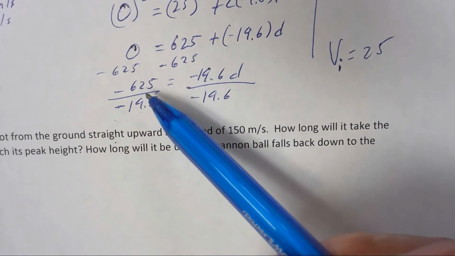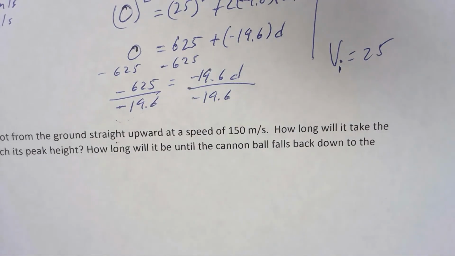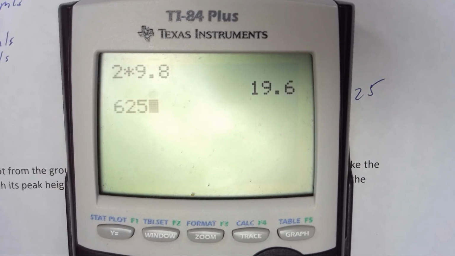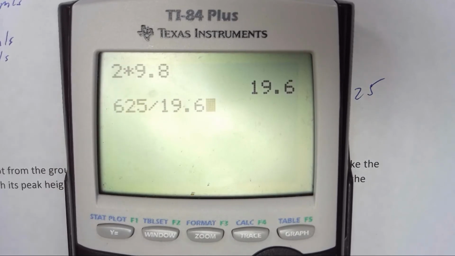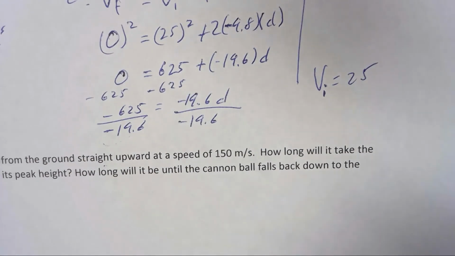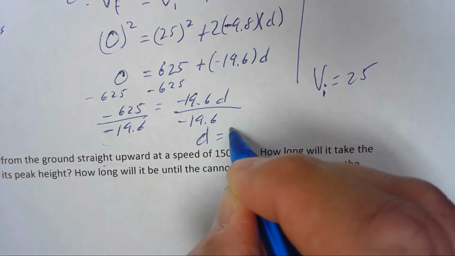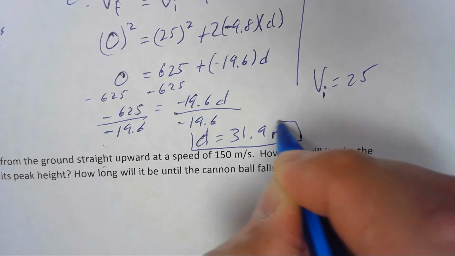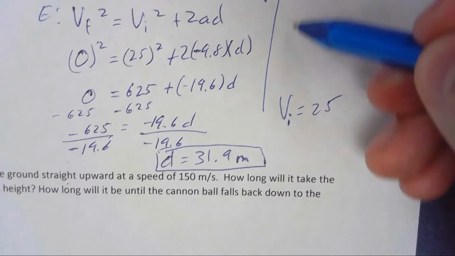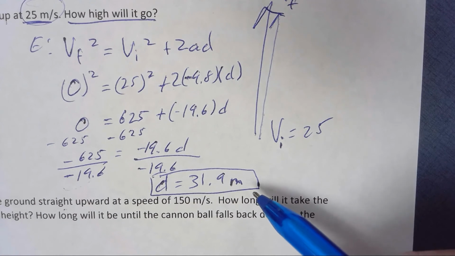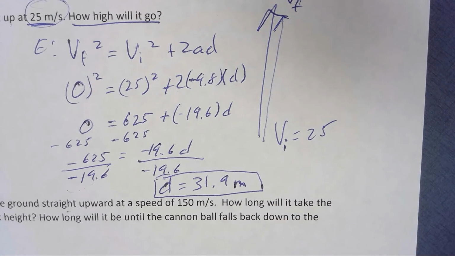So now I have this operation to put in my calculator. Negative divided by a negative is going to be a positive. I'm not going to put those in. 625 divided by 19.6 is 31 point, I'm going to call that 31.9. The 8 makes the 8 a 9. So my D here is a positive 31.9 meters. Is it okay that we got a positive? Yes, it is, because this is a positive displacement. This rocket is moving upward. It will go 31.9 meters into the air before it stops.